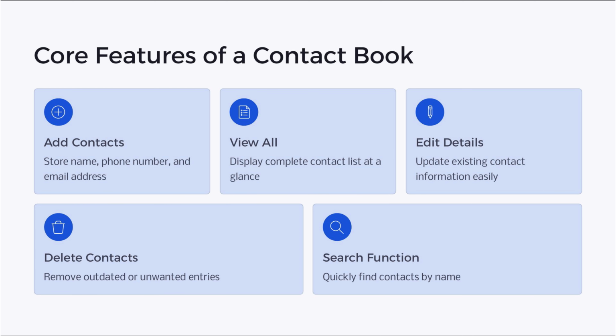A contact book's core features include adding contacts with names, phone numbers, and email addresses. Users can view the entire contact list, edit details, and delete outdated entries. A search function allows quick retrieval of contacts by name, enhancing efficiency and organization.